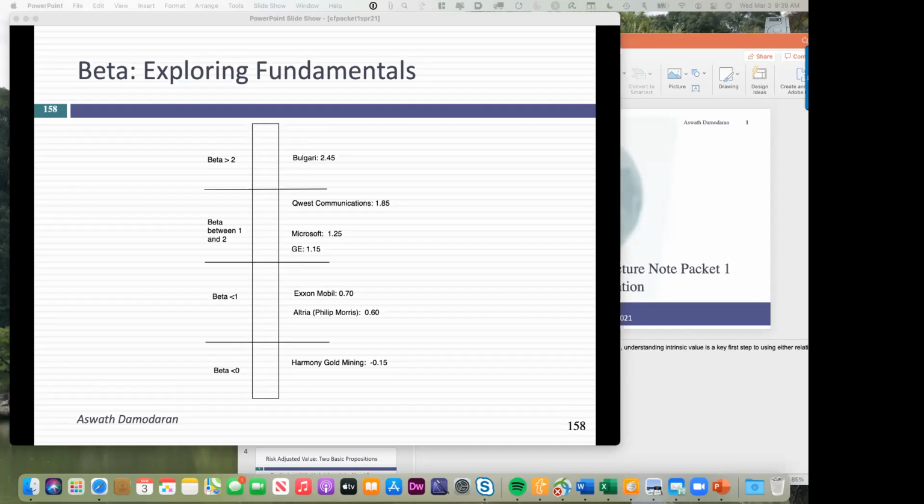What does that mean? Your exposure to market risk is lower because your risk is not that correlated with the rest of the market. In fact, if it moved enough in the opposite direction, you know what could happen? Your beta is not only just going to get low. Take a look at the very bottom of the list. What do you see? Harmony Gold Mining. Its beta is negative, minus 0.15. What does that even mean?